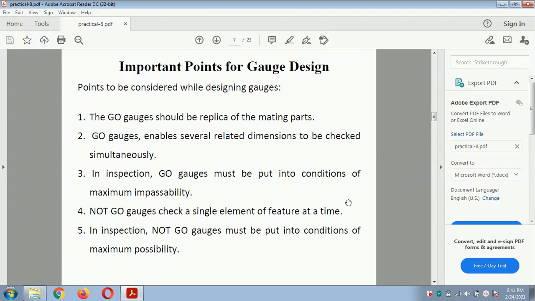The important points for the gauge design. The gauge design should be a replica of the mating parts. The go gauge enables several relative dimensions to be checked simultaneously. In inspection, the go gauges must be put into the condition of maximum impossibility. The no go gauge must be put into the condition of maximum possibility.